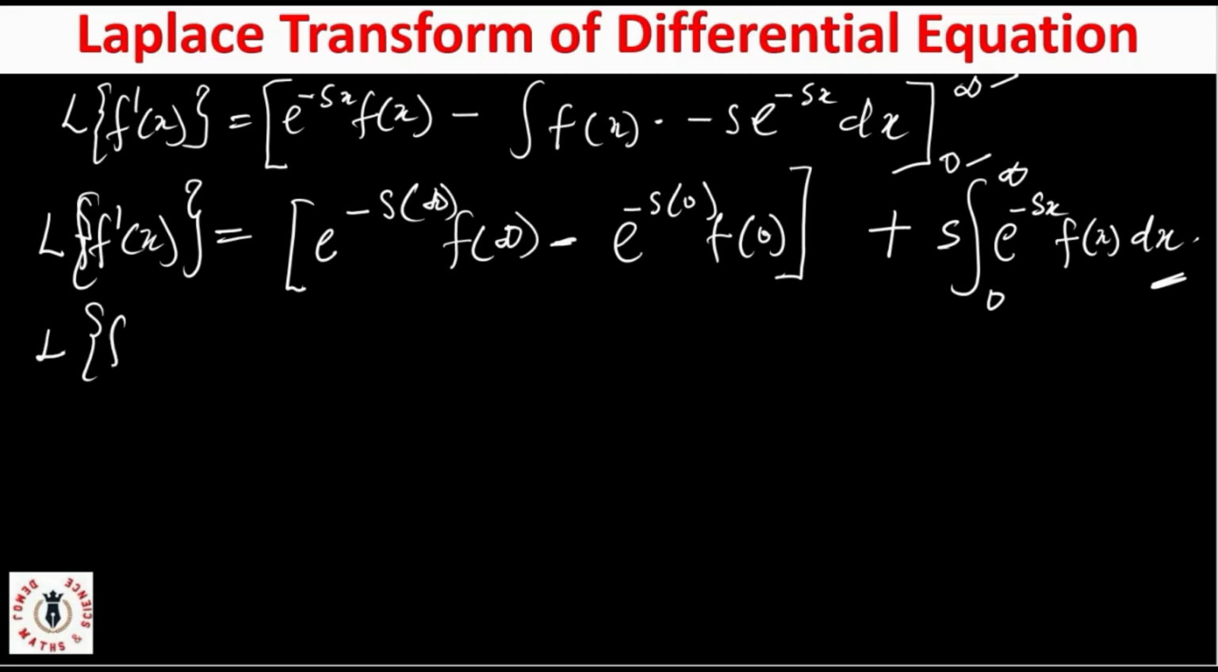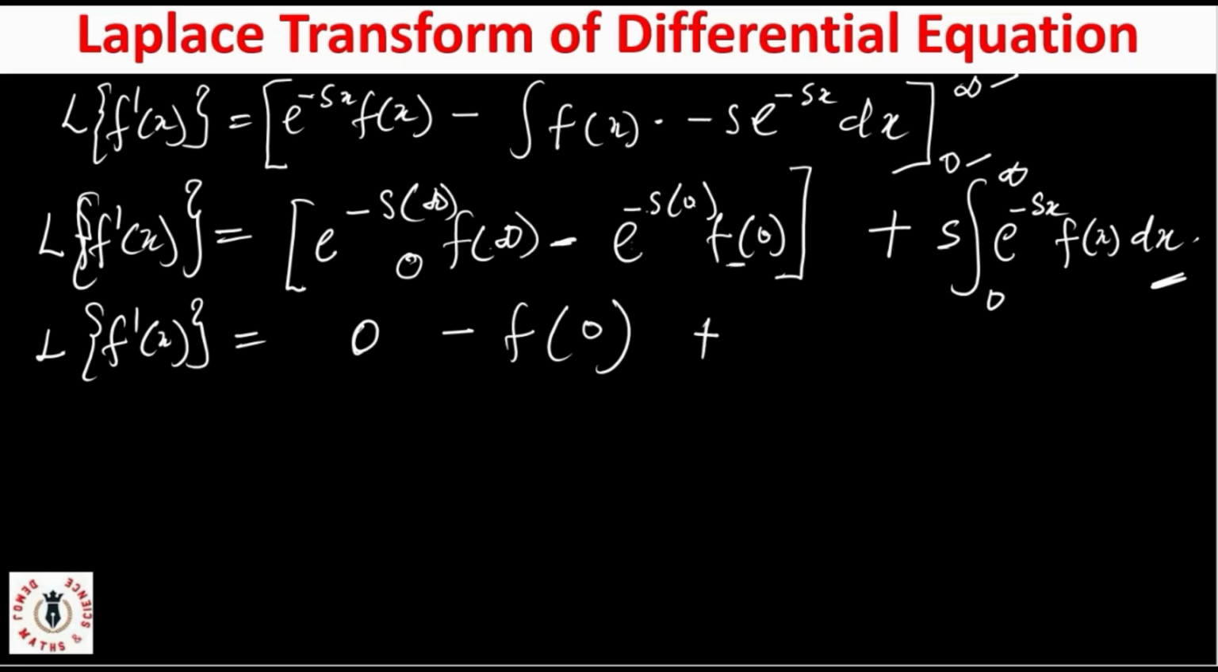L of f prime of x will be equal to, now e raised to power minus infinity. Anything raised to the power of minus infinity is definitely 0. So that means the whole of this becomes 0. Then 0 times f of infinity is definitely 0. So I have 0 here. Minus e raised to power of minus s into 0, 0 times x, that's 0. E raised to power 0 is 1. 1 times f of 0, that's f of 0.